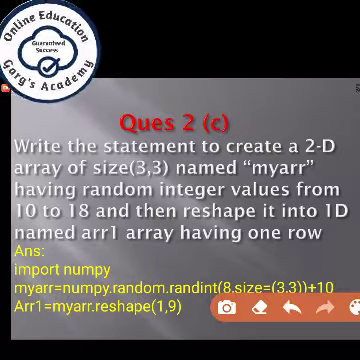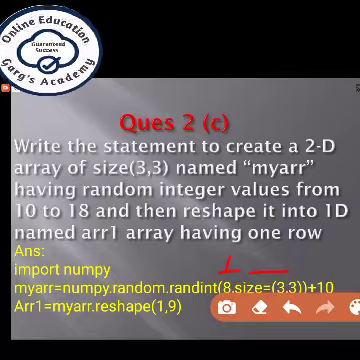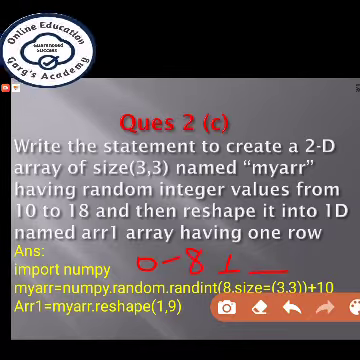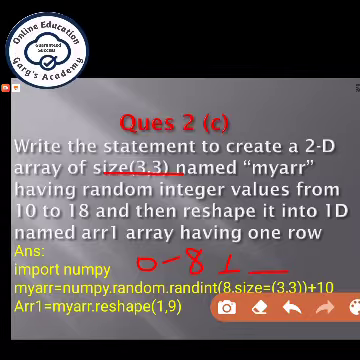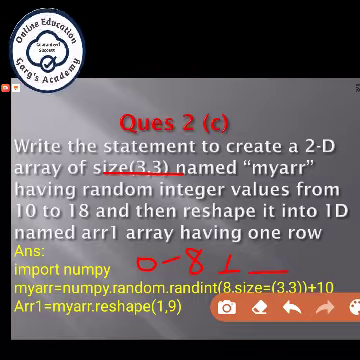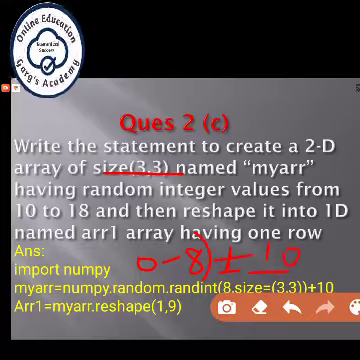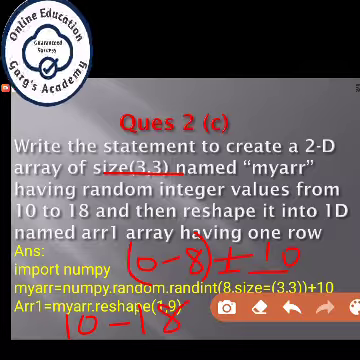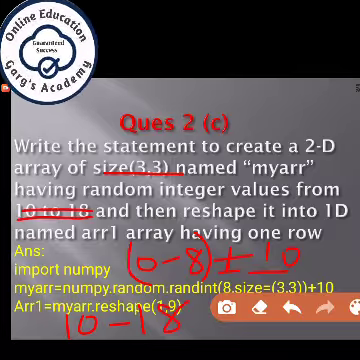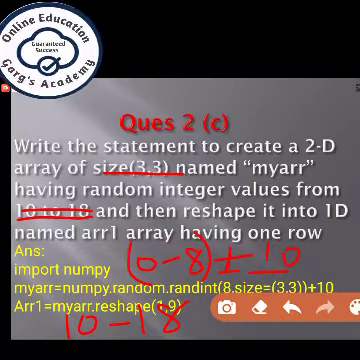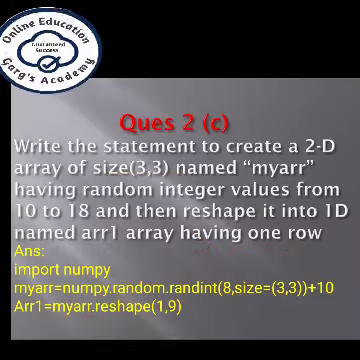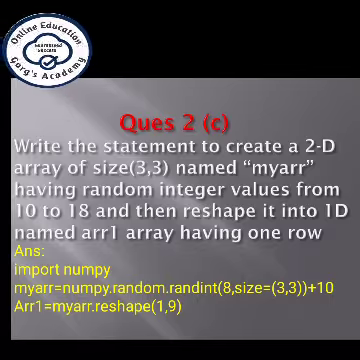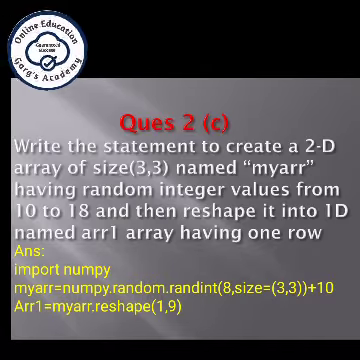It will take 2 arguments. The first one is the argument and integers will be created from 0 to 8 of size 3 cross 3, because it has given size 3 cross 3. After creating the array it will add 10. Means if this is the range and we add 10, then the range will become 10 to 18, and here also we are given to create the array from 10 to 18. So our purpose will be solved. After creating the array we have to reshape it and we will use the reshape function in this way and store the myArray into ARR1. So this is the answer.